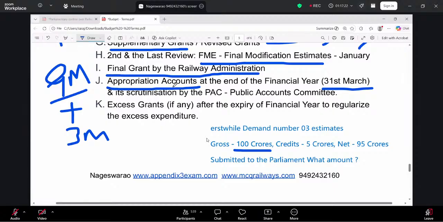And this has to be scrutinized and examined by the PAC and CAG. If there is any excess expenditure or shortfall, nothing is required. But if any excess is there, that is regularized by the excess grant. Already we discussed, that is on the recommendation of PAC. Okay.